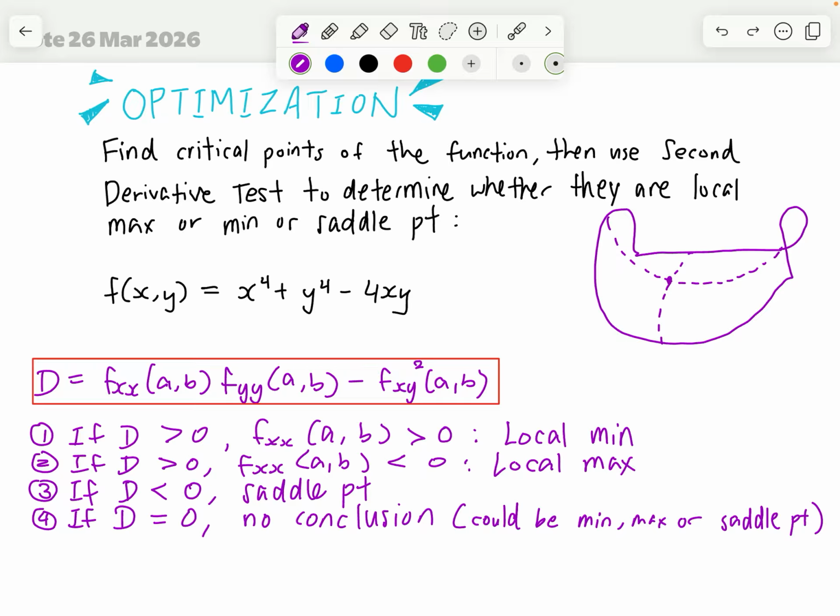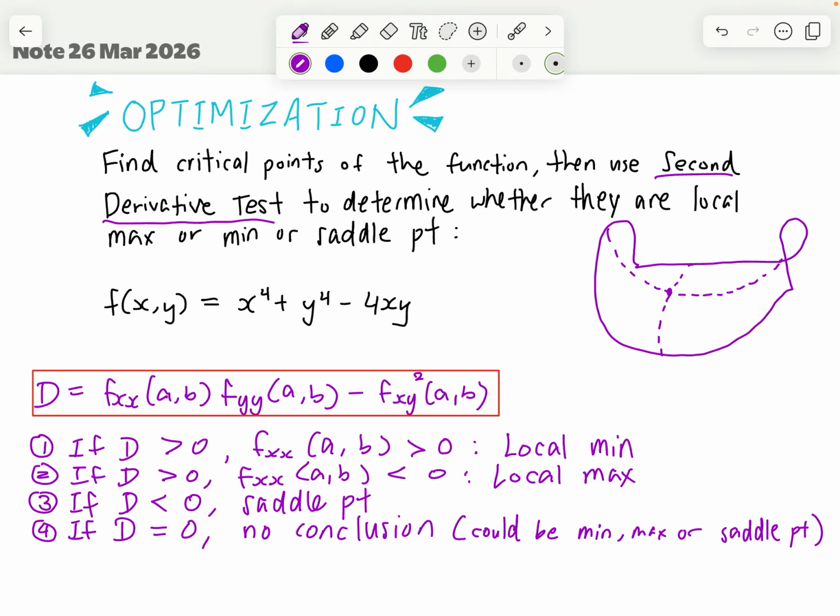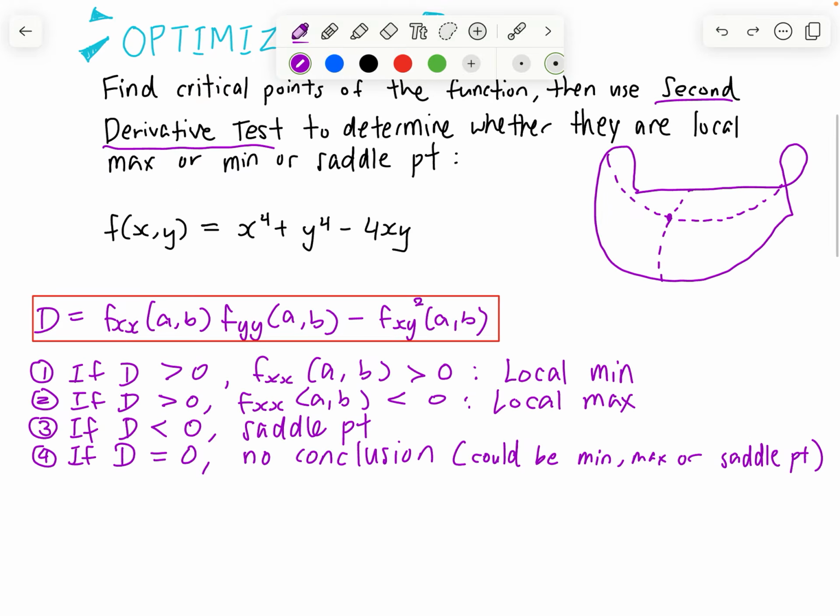Afterwards we want to use the second derivative test, which is the one formula here that I provided, and determine whether it's a local maximum, local minimum, or a saddle point. A saddle point in multivariable calculus is essentially a point that has both a maximum and minimum value. If you think about the word saddle, it is like the seat that you use when you ride a horse, for example.